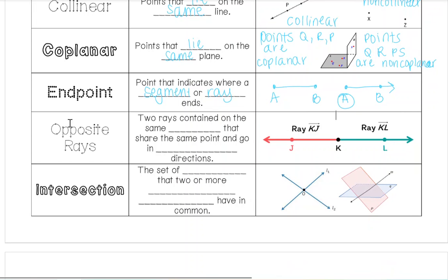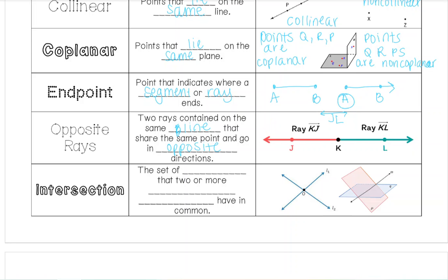The last 2 vocab words we have are below. We have opposite rays, which are 2 rays contained on the same plane, the same line, that share the same point and go in opposite directions. So notice on this line, I have line JL is what I could call this. And within line JL, I have a ray called ray KJ, which is the red ray. I also have a ray called KL.